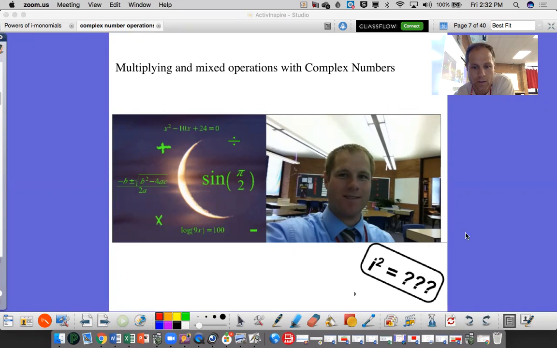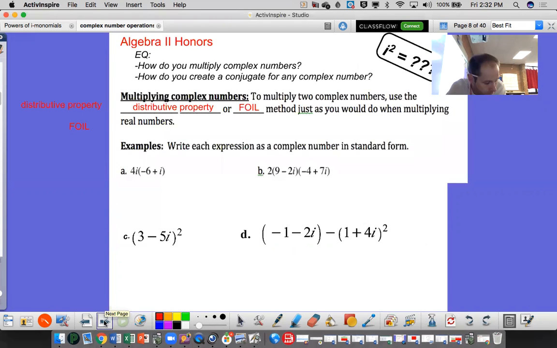All right, so again, don't forget it. i squared equals -1. Like I said, it's probably going to haunt you. You better remember it. Here you go. You might want to pause it and jot some of this stuff down.